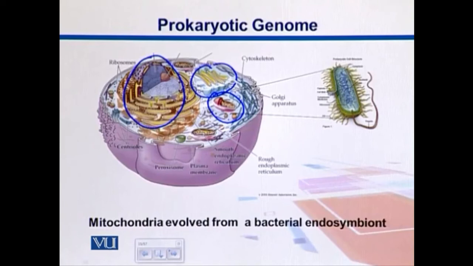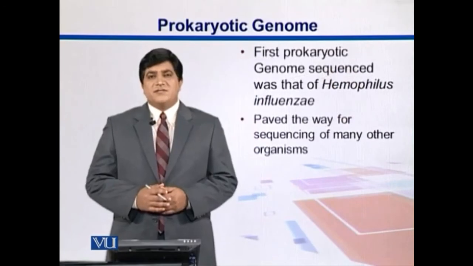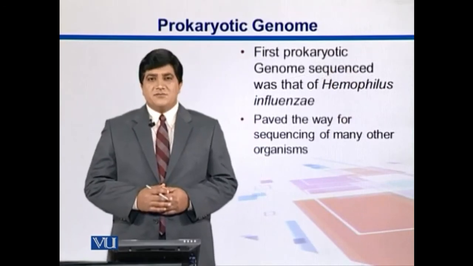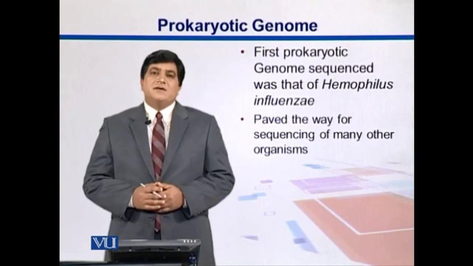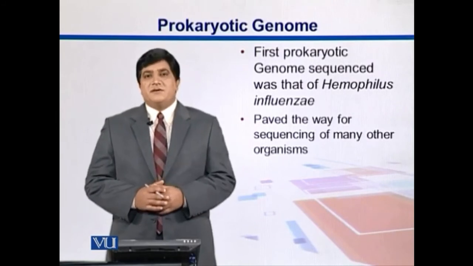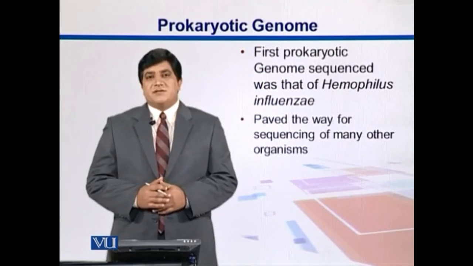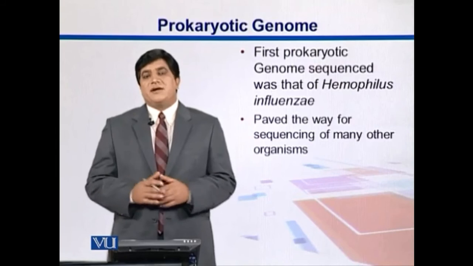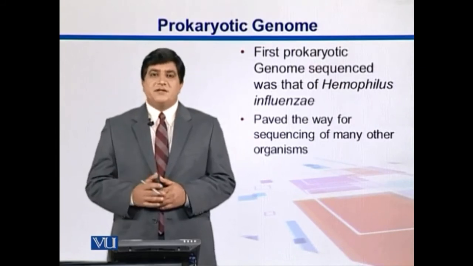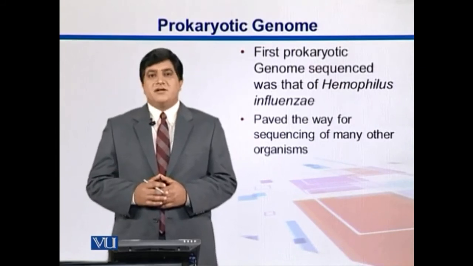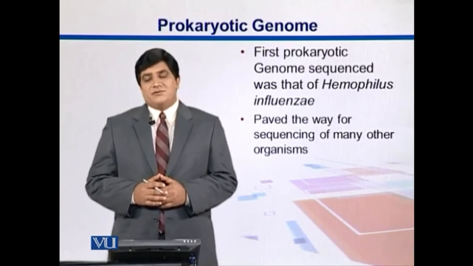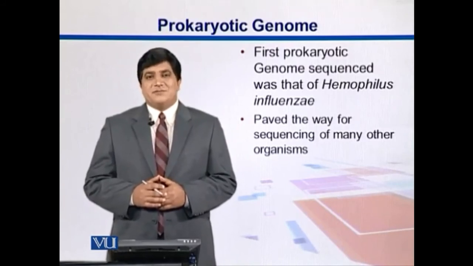So here is a comparison between the sizes also. Eukaryotic cells are complex and bigger than prokaryotes. So the first prokaryotic organism that was sequenced was Haemophilus influenzae. We have seen that in a previous section. So that was the organism that was sequenced at a relatively moderate cost and with an efficient pace, and it paved the way for sequencing of the other organisms. So the study of those prokaryotic organisms is important.